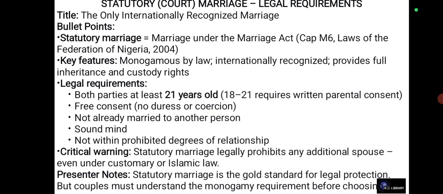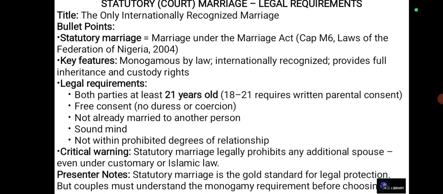Now, let's look at statutory marriage. This is marriage under the Marriage Act. Okay. So it is monogamous by law, is internationally recognized, and provides full inheritance and custody rights. The legal requirements include both parties being at least 21 years old. Those aged 18 to 21 require written parental consent. Free consent, no duress or coercion.